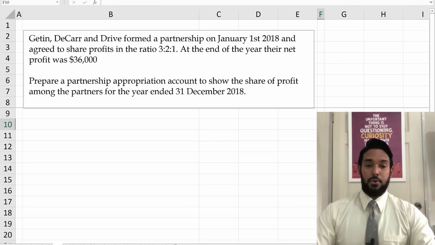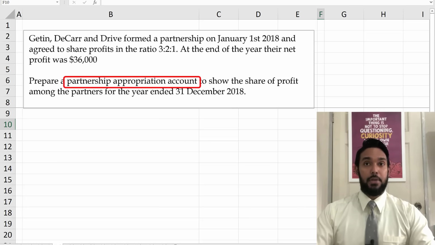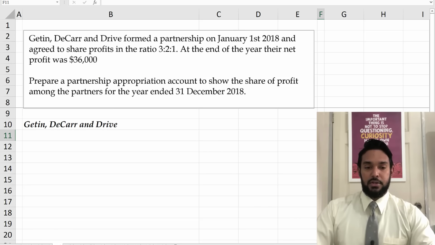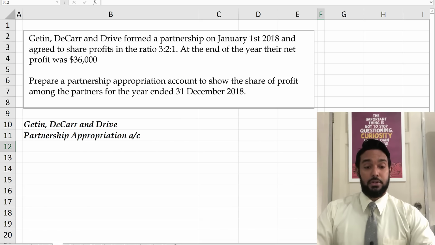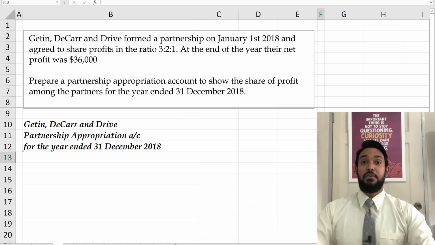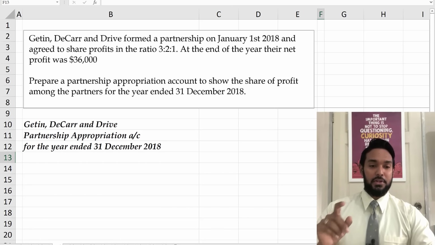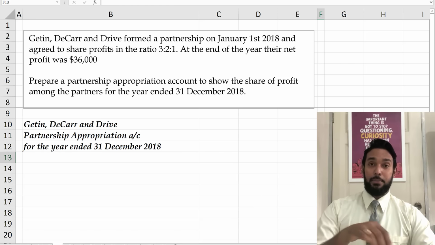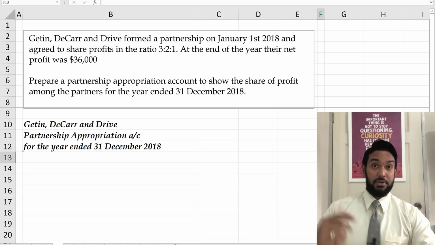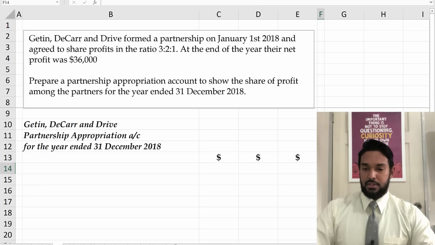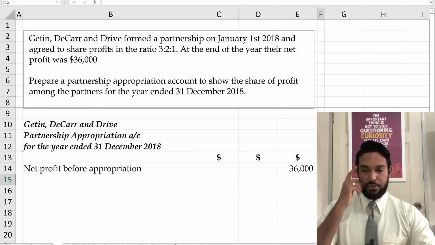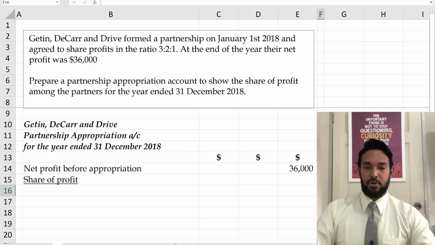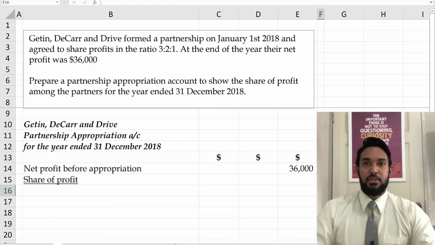So here you're seeing it called not just an appropriation account, but a partnership appropriation account, which is fine. So Get in the Car and Drive, partnership appropriation account for the year ended 31st December 2018. Just by the way, you're going to see different names other than appropriation account and partnership appropriation account appear further down. So net profit before appropriation is 36,000, and we're going to share that profit. So the ratio now is 3 to 2 to 1.